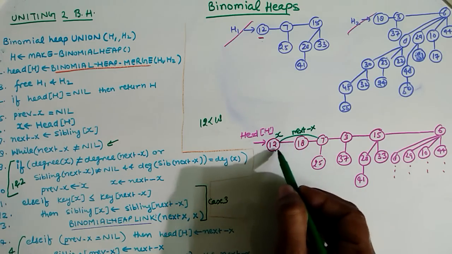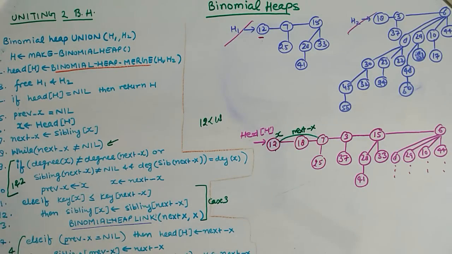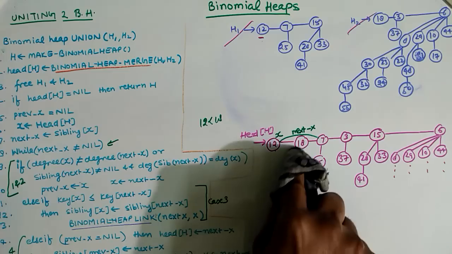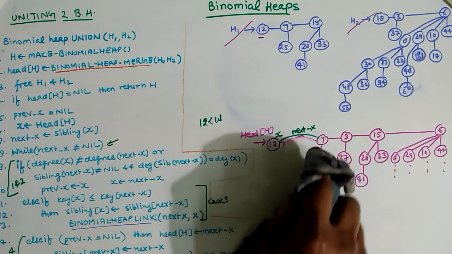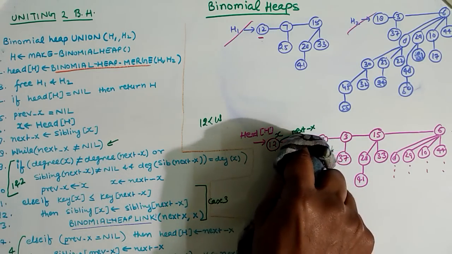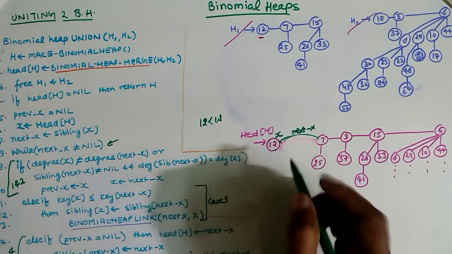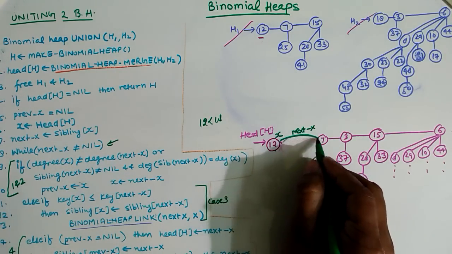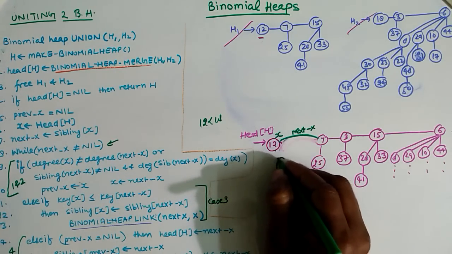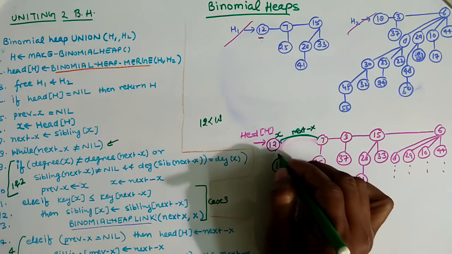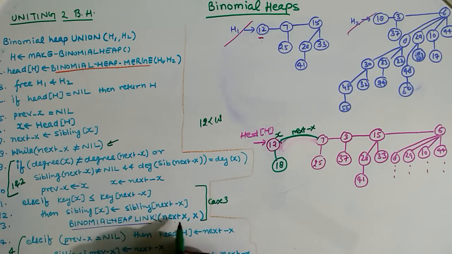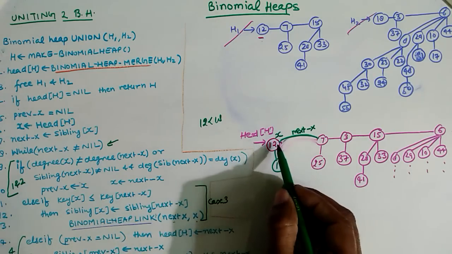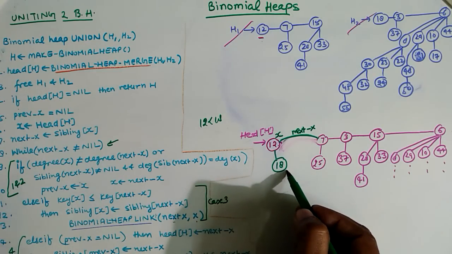So if I call this procedure from next of x to x, first thing is, in this root list 18 would be removed. 18 would be removed, and we call the binomial heap link on this one. So this is my x, y, this is my z. So x would be the parent and this would be the child.